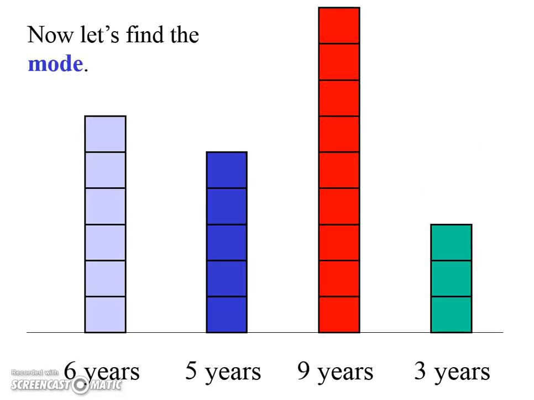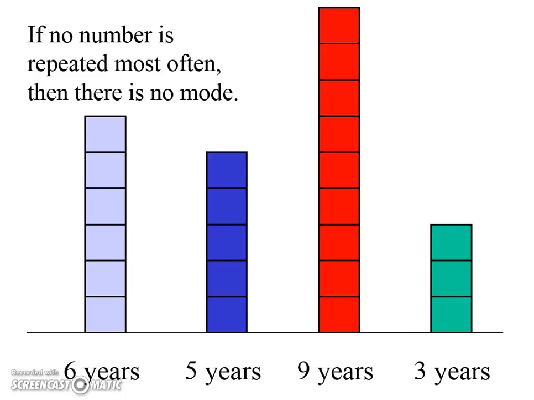Let's find the mode. In this case, remember, the mode is the number that appears most often. In this case, there isn't one, because there is no number that appears most often. And that's okay. You can have no mode sometimes. Sometimes you might have 2 modes.